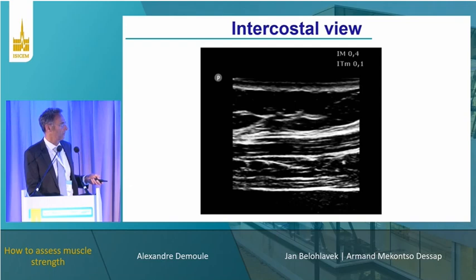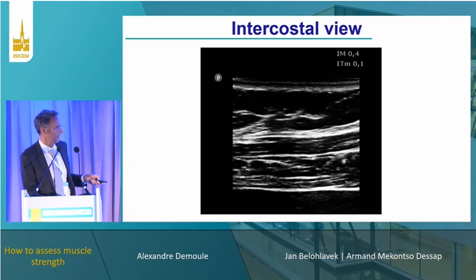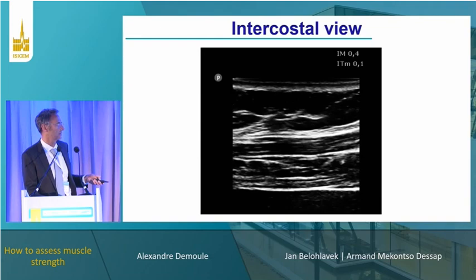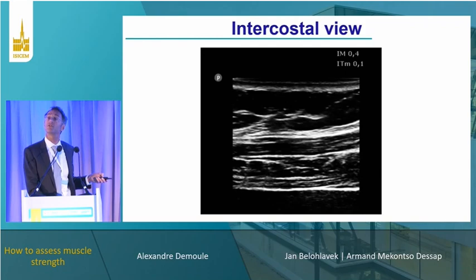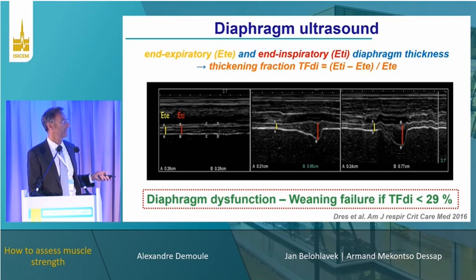So you see here you have the liver, and the diaphragm is here between those two white lines. It's very easy to recognize the diaphragm because there is this white signal here, which is the floating layer, we call it like this. And you see that every time the diaphragm contracts, the diaphragm thickens. It's like every muscle. When a muscle contracts, the muscle thickens. So it's the same for the diaphragm. So what you're going to measure is the end expiratory thickness of the diaphragm in yellow, and the end inspiratory thickness of the diaphragm in red.